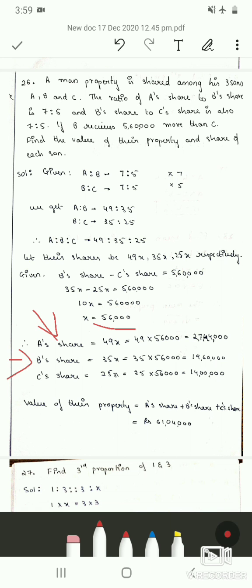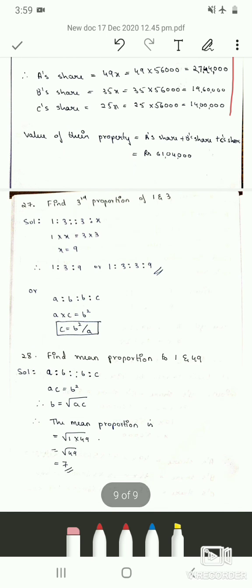Similarly for B's share, we'll get 35 into x. Substitute the value of x. So we'll get 19,60,000. Similarly C's share would be 14 lakh. They have also asked to find out the value of their property, which is nothing but adding all three sons' shares. So therefore the value of the property is 61,04,000.